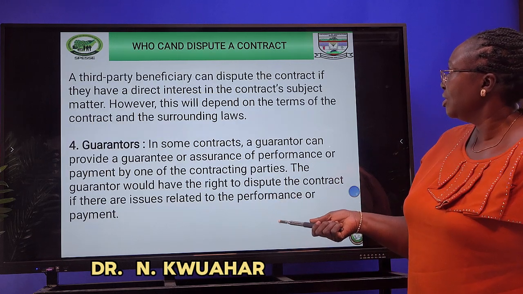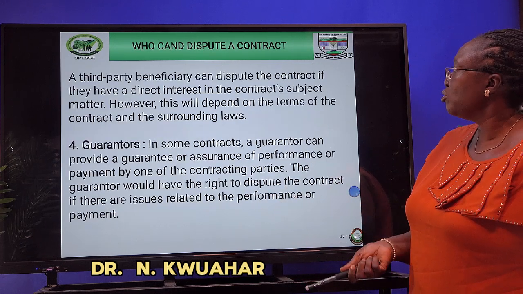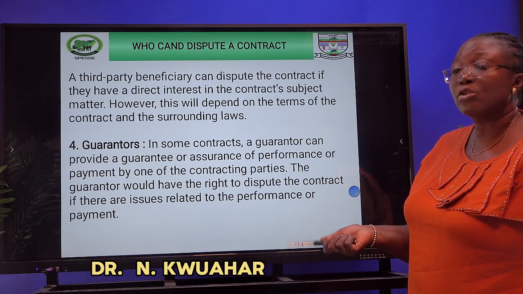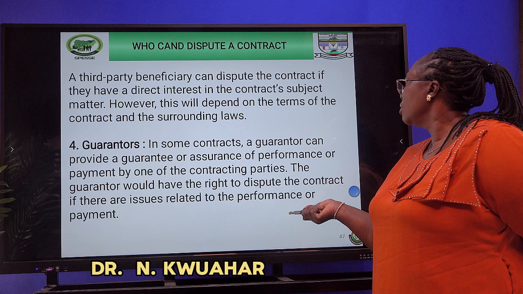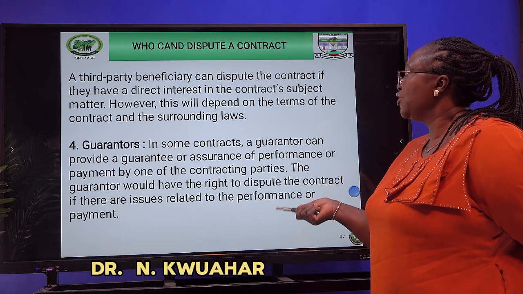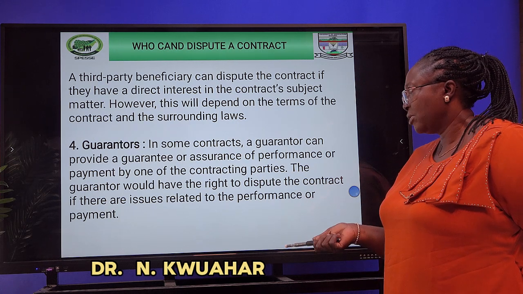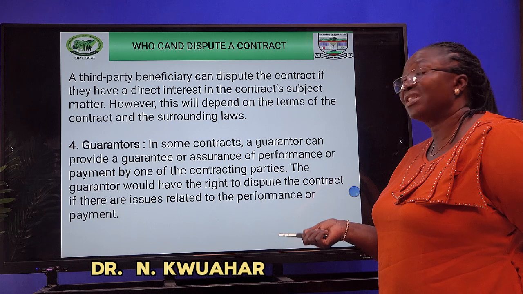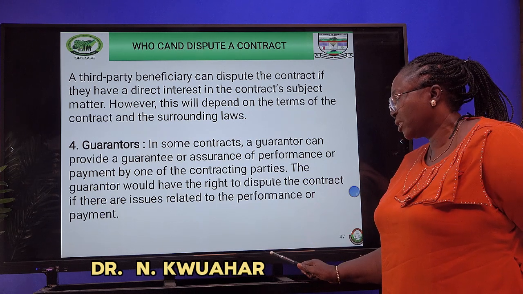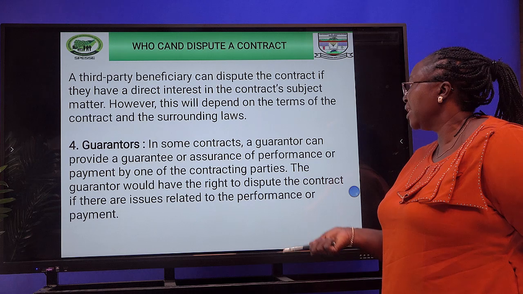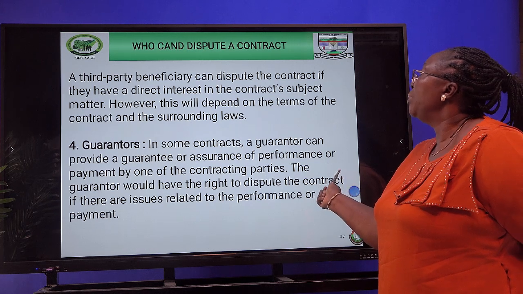Another party that can also dispute the contract is the guarantors. In some contracts, you have a guarantor who can provide a guarantee or assurance of performance or payments by one of the contracting parties. So the guarantor would have the right to dispute the contract if there are issues related to the performance or payments.